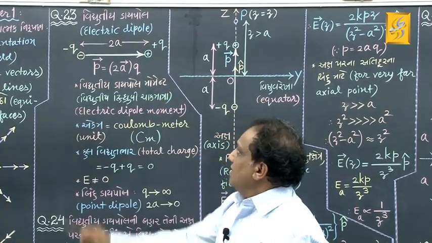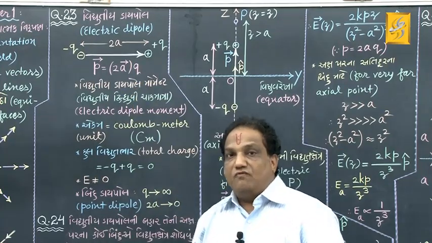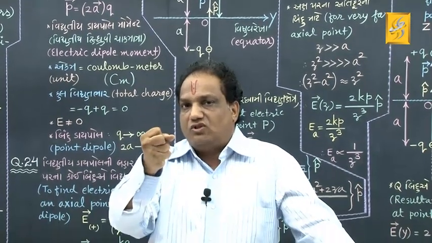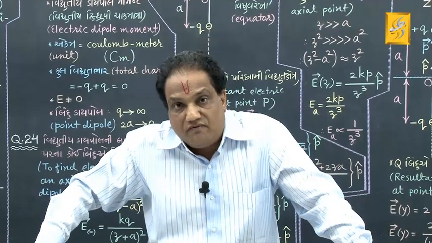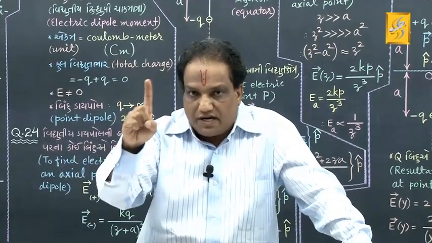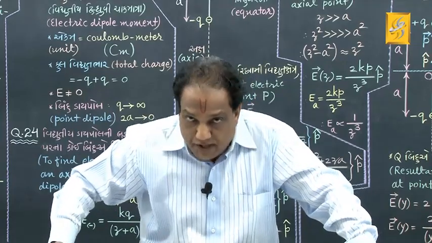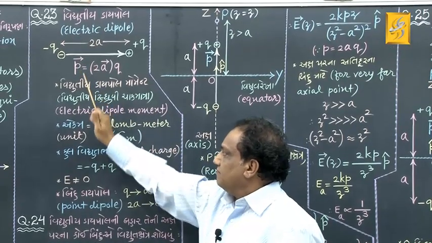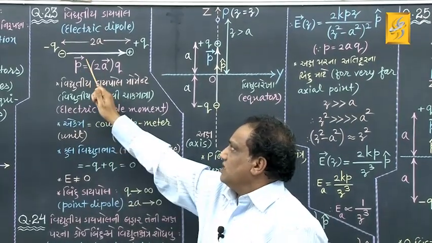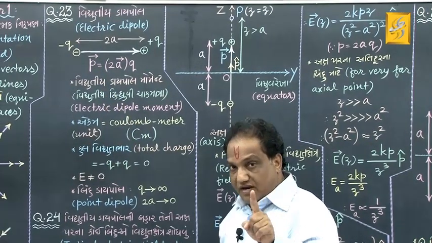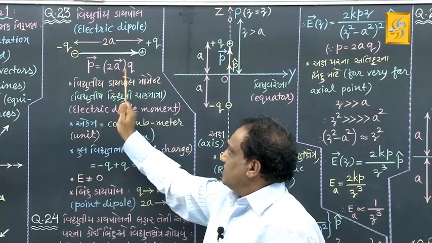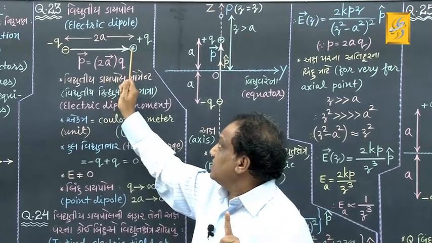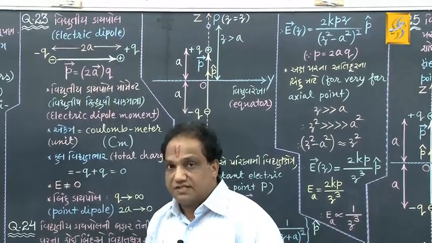Now for this electric dipole, we would like to have some measure of its strength. The measure of strength of an electric dipole is given by one vector physical quantity called electric dipole moment, shown by the symbol vector p. And how is it defined? It is defined by such a product where q is the magnitude of either charge and 2a is the distance between the 2 unlike charges.